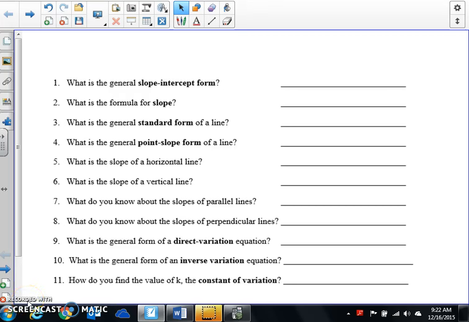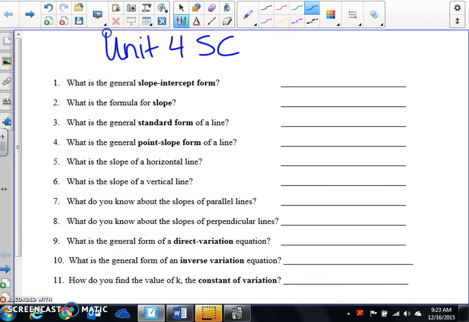Alrighty, this is the Unit 4 study guide. Alright, so what is the general slope-intercept form? That is y equals mx plus b, where m is the slope and b is the y-intercept.